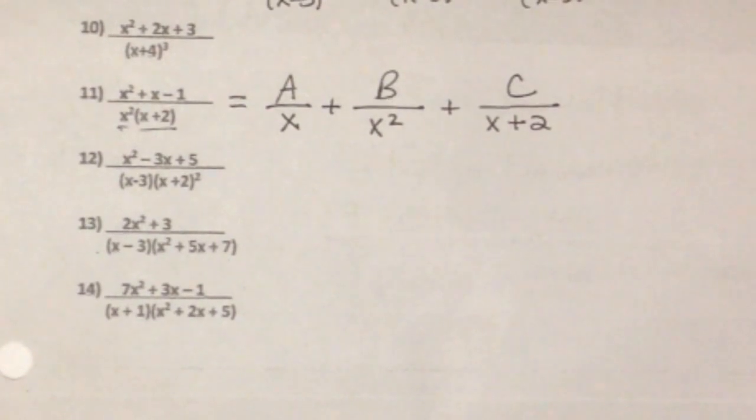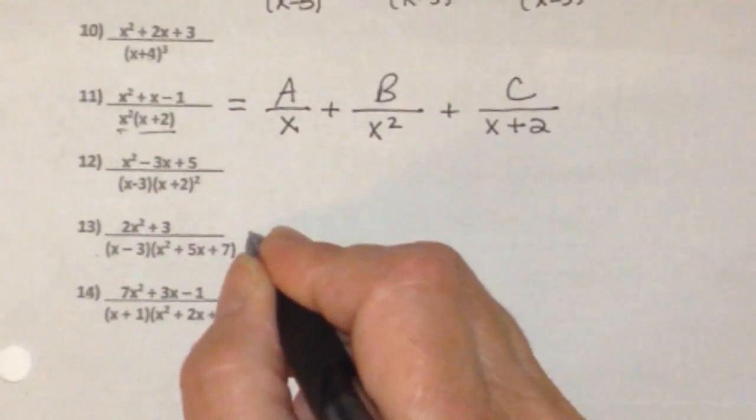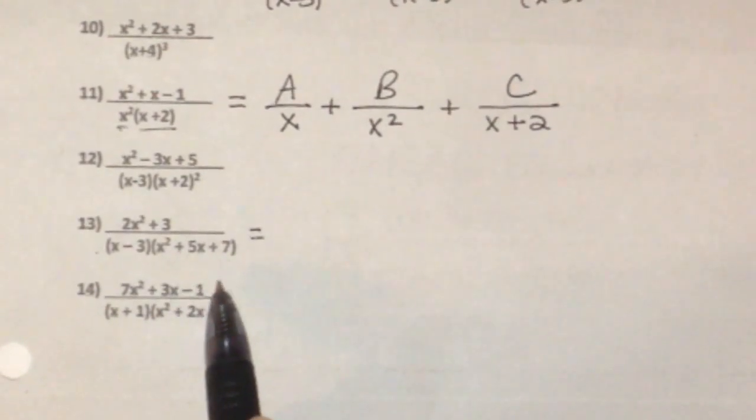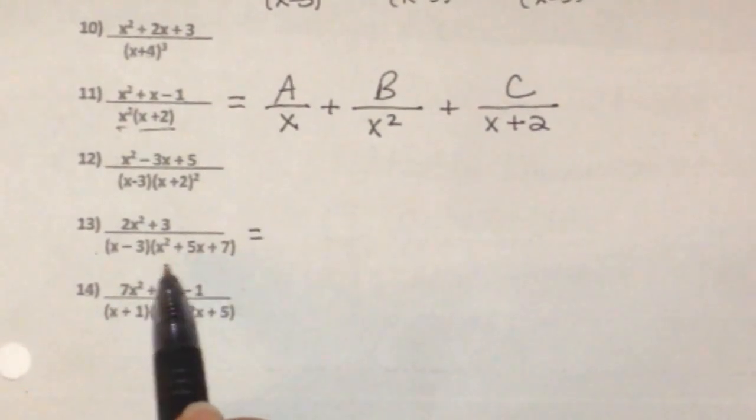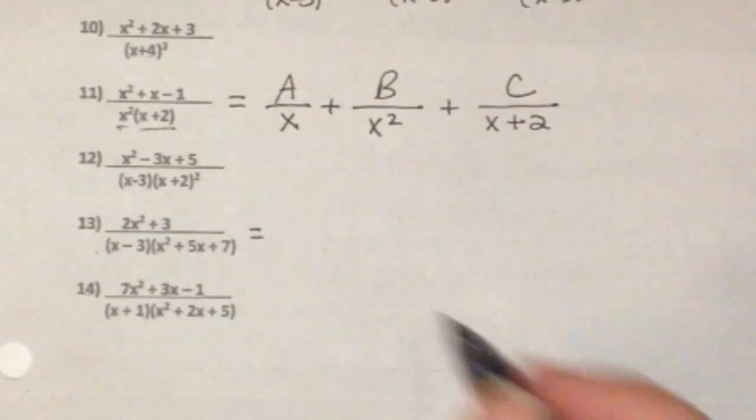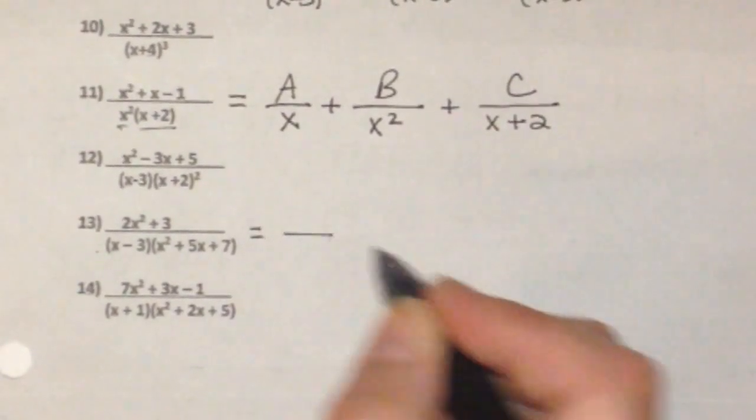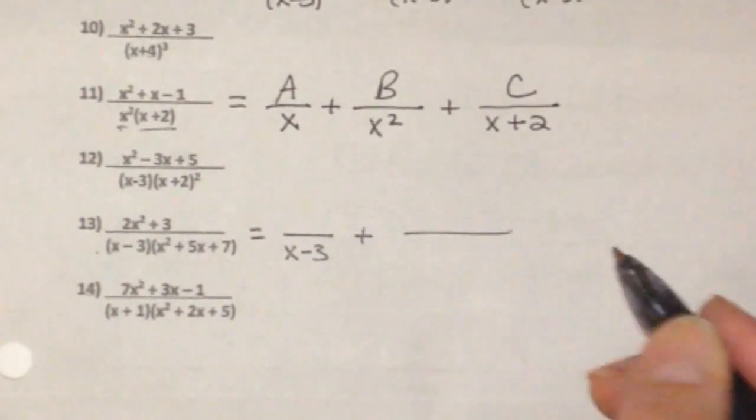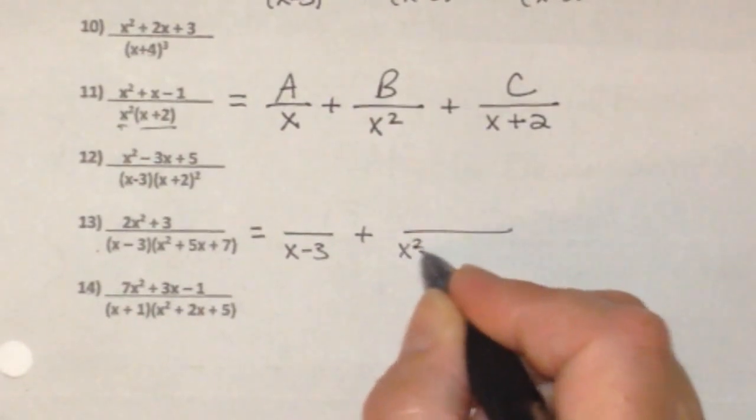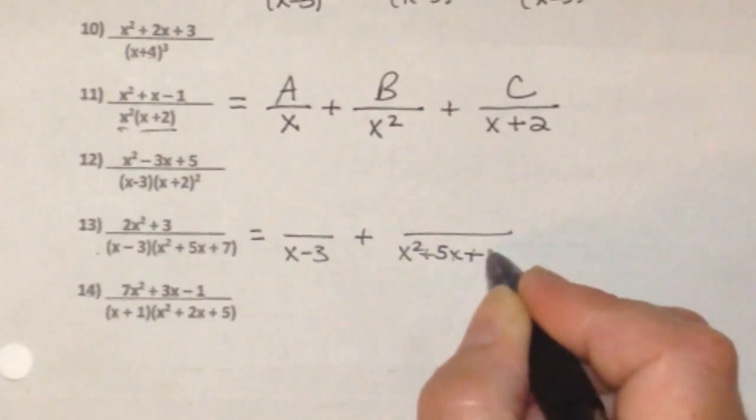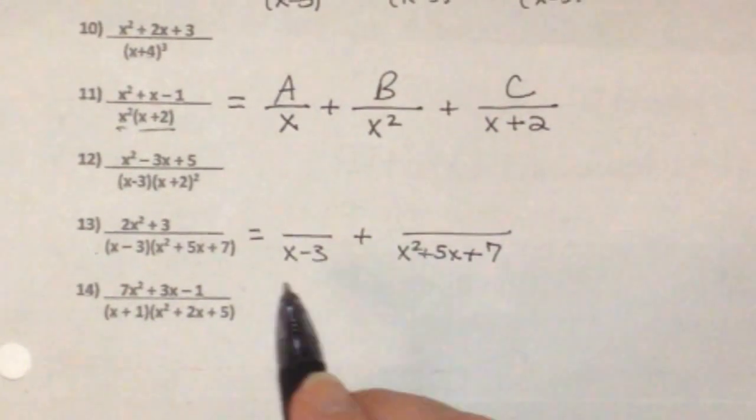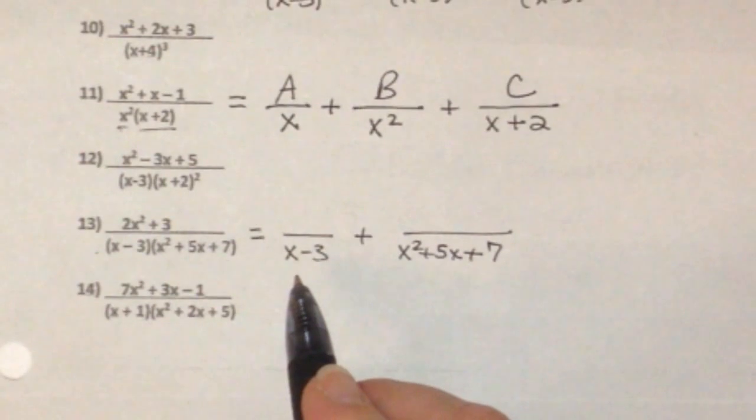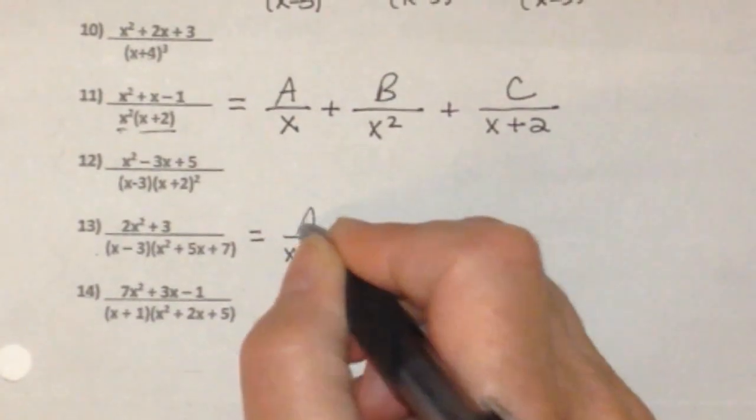Number 12 is very similar. 13 will look like this. If I look at this x squared plus 5x plus 7, it will not factor, so we're stuck with x squared plus 5x plus 7. So we're going to get one fraction with the x minus 3 in the denominator, and another fraction with this x squared plus 5x plus 7 in the denominator. What goes in this numerator will be 1 degree less than x minus 3, which has a degree of 1. So we get a constant right here.